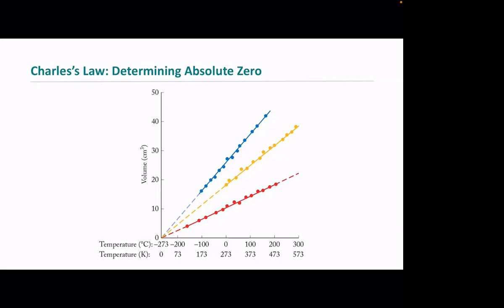This is from the book, and it doesn't say what the three different gases are, not that it matters, but they've got three lines. Plot of volume of a constant mass of helium gas at constant pressure versus temperature. Each line represents a different gas pressure. It's the same gas, different gas pressures. But any gas will do the same thing.